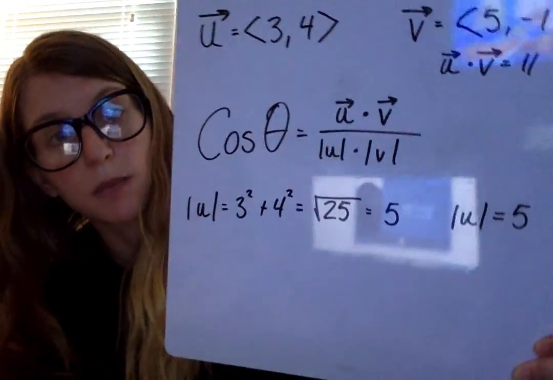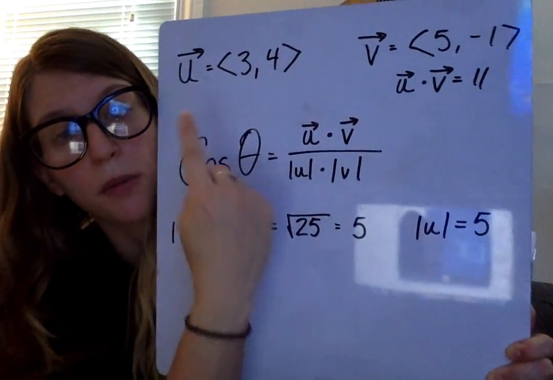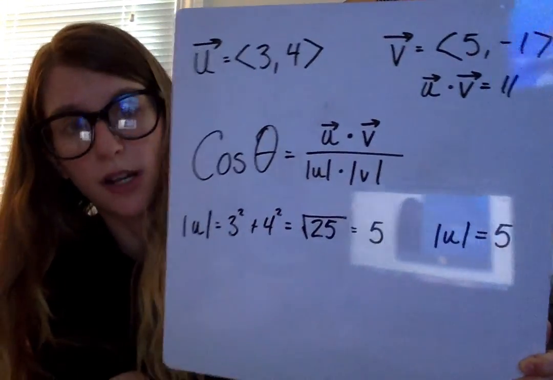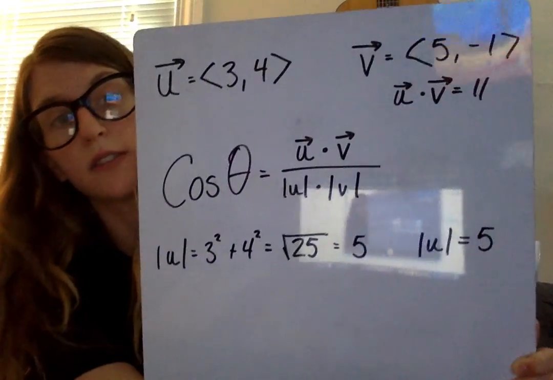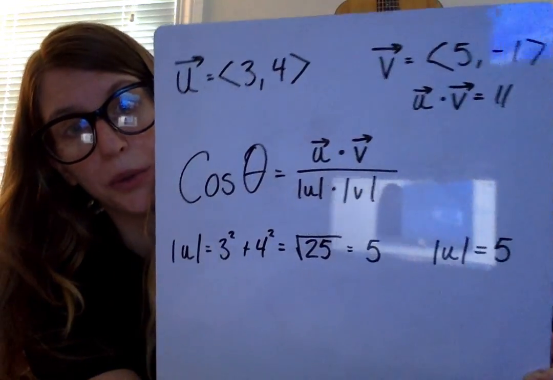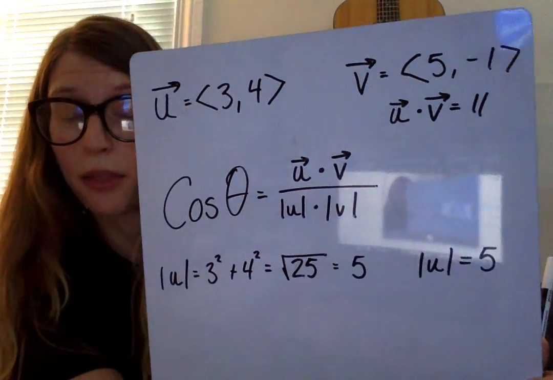Boom, done. It's Pythagorean triple. I love my Pythagorean triples. 3, 4, 5, 5, 12, 13. They're your best friends. I honestly hope they're not, but they're really important in math.